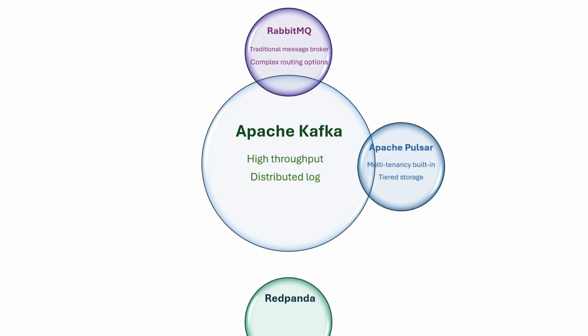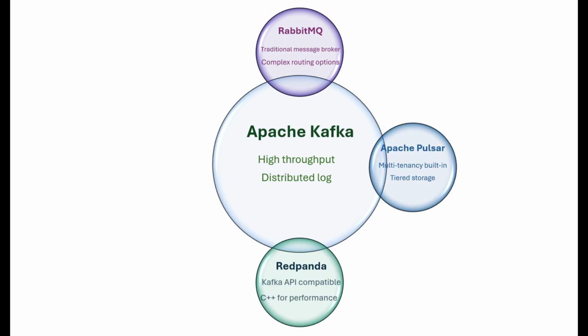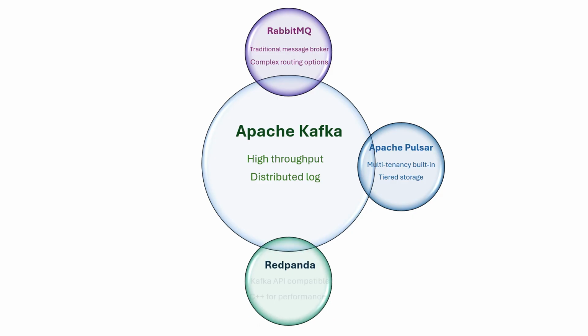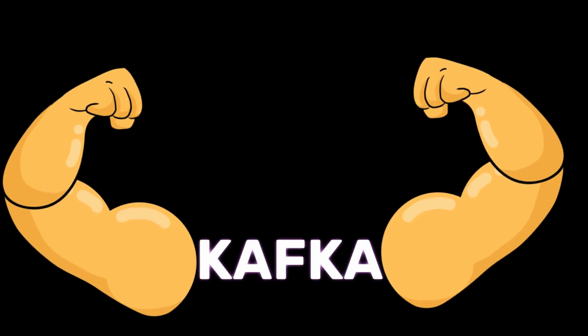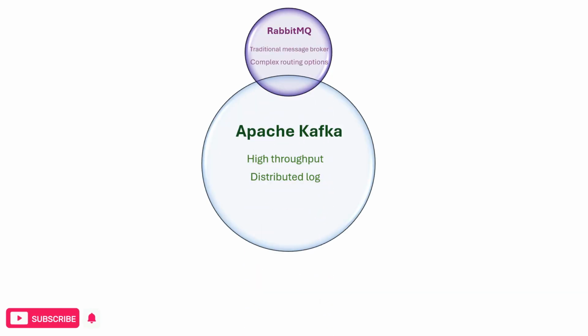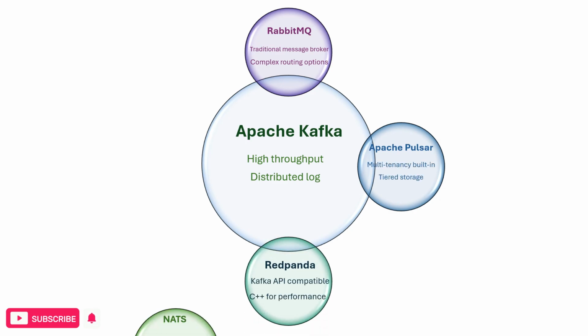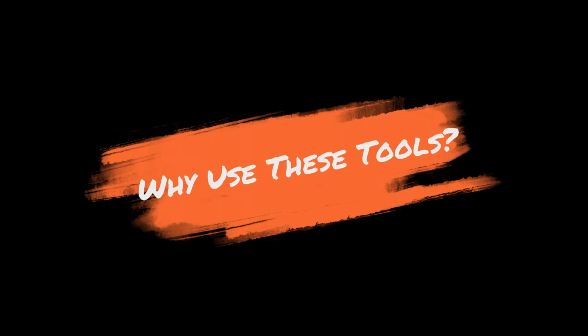Then there's Redpanda. Redpanda is a newer tool that's often described as a drop-in replacement for Kafka. It's built for speed and simplicity, using fewer resources than Kafka while still handling high-throughput data streams. Finally, NATS is another option. It's lightweight and focuses on high-performance messaging, but it's better suited for smaller-scale applications compared to Kafka or Pulsar. So, while Kafka is a powerhouse, these alternatives might be better depending on your specific needs, like budget, scale, or complexity.